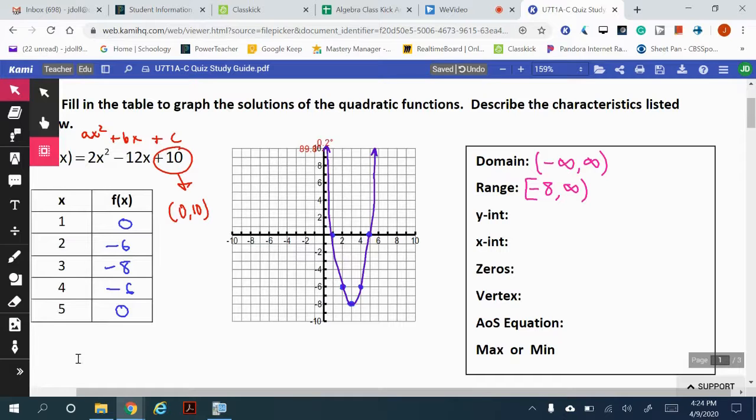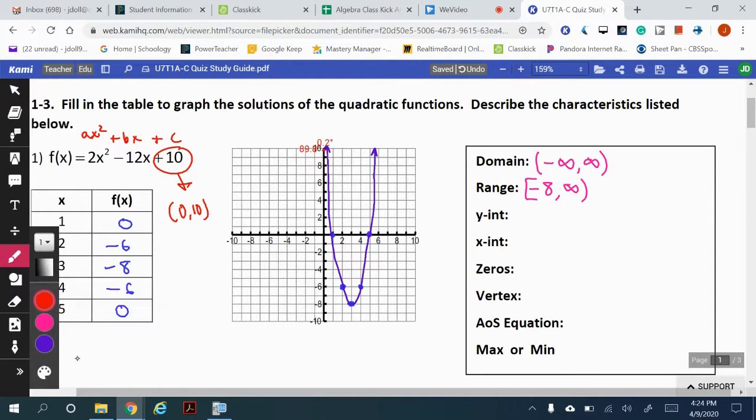So we're just going to ignore those. I don't know what that is, but we'll be fine there. It should actually cross the y-axis there. So my y-intercept is (0, 10). The x-intercepts are pretty obvious on the graph: (1, 0) and (5, 0).